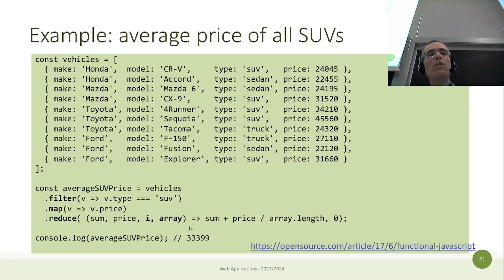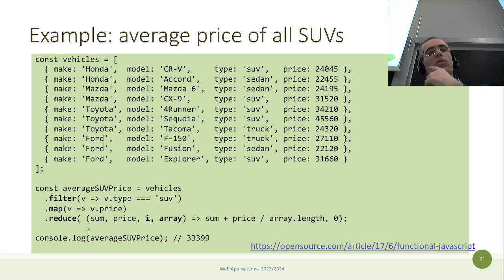So we pass a callback that makes the sum. So the sum, that's the accumulator. In the beginning, that's zero. Second parameter of the reduce, starting value of the accumulator, zero. And then that's the value of the array, price. And we go sum plus price. That could be the return value. But then in the end, we need to say slash average, right? Slash the length of the array to compute the average.